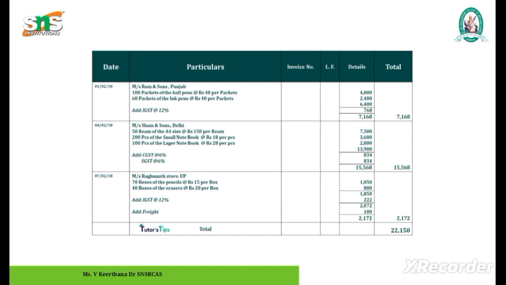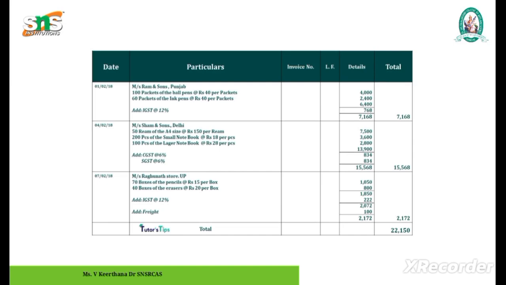The last date is February 7, 2018. Raghunath Store, Uttar Pradesh, 70 boxes of pencil at rupees 15. So 70 into 15, 1050 rupees, and 40 boxes of eraser at 20, which is 40 into 20, 800. And add IGST at 12% and add freight as 100. So total is 2172 rupees. From the date of 1 to 7, the total amount is 22,150 as purchase.